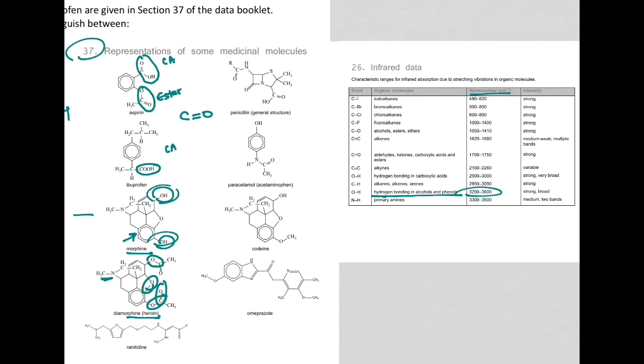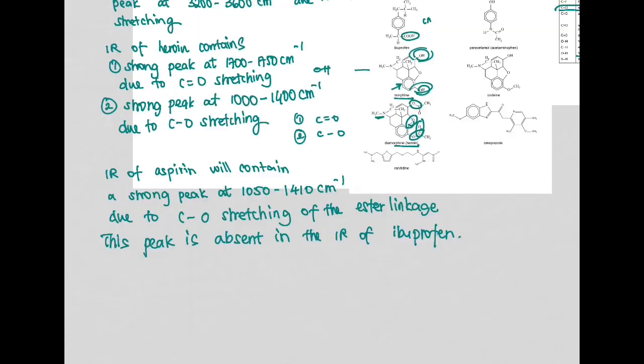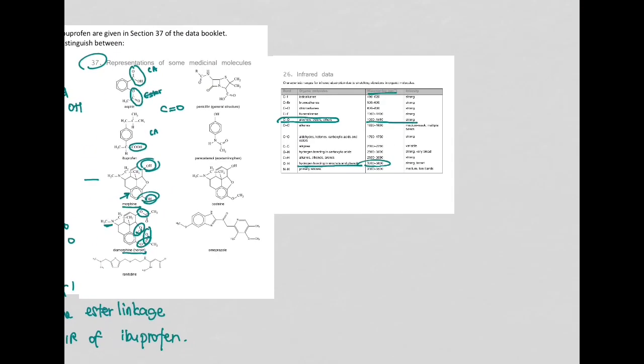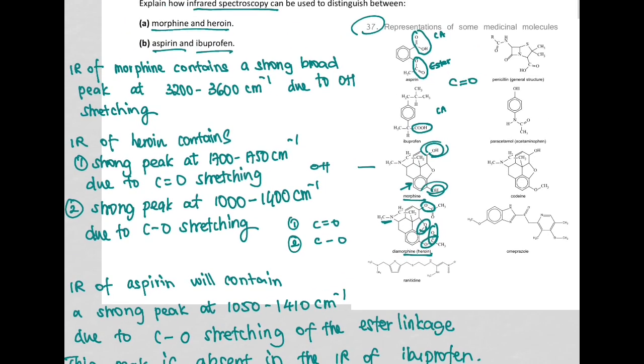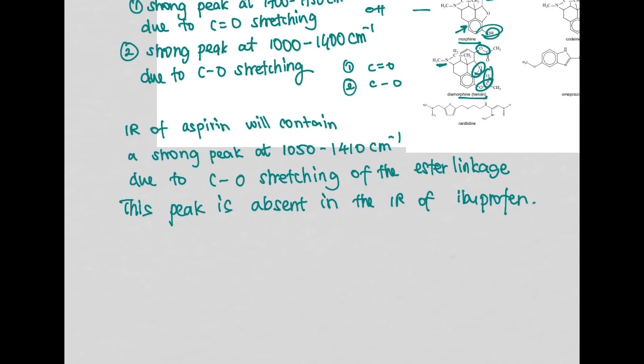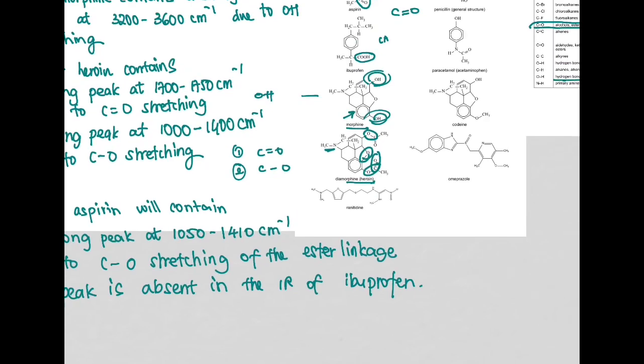But in aspirin, you will have the CO stretching, which is present in esters. So you will have this peak over here. So put simply, the IR spectrum of aspirin will contain a strong peak at this range. I took this range from the data booklet over here, and this is due to CO stretching in the ester linkage that is present here. This peak is absent in the IR of ibuprofen.